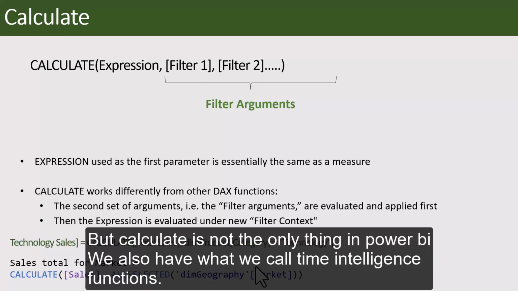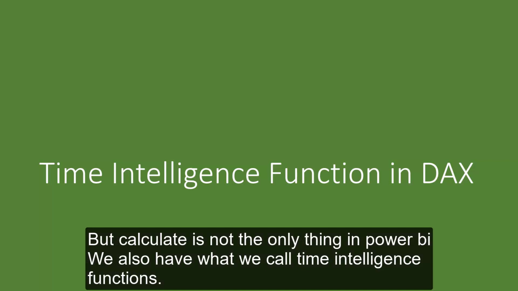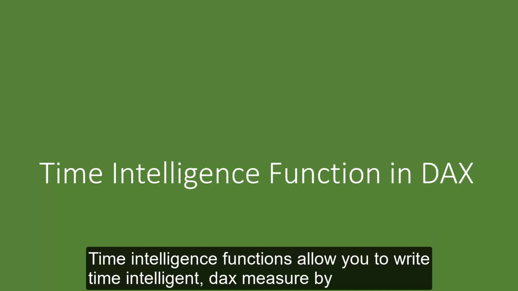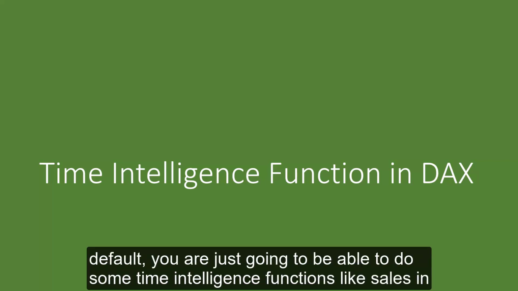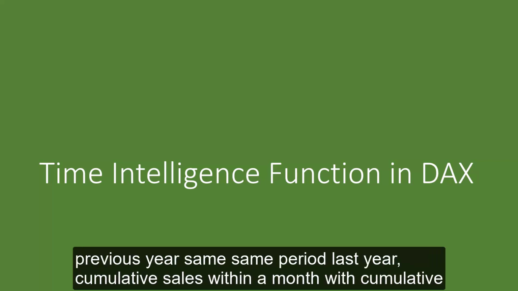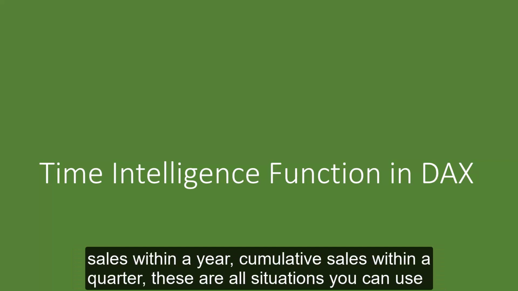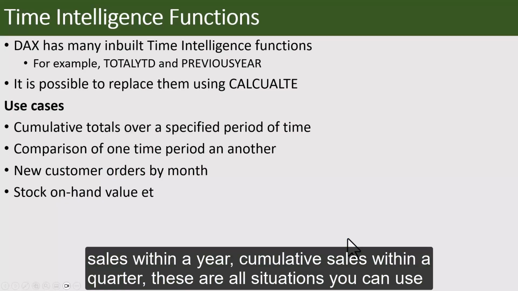But calculate is not the only thing in Power BI. We also have what we call time intelligence functions. Time intelligence functions allow you to write time intelligent DAX measure. By default, you are just going to be able to do some time intelligence functions like sales in previous year, sales same period last year, cumulative sales within a month, with cumulative sales within a year, cumulative sales within a quarter. These are all situations you can use calculate.